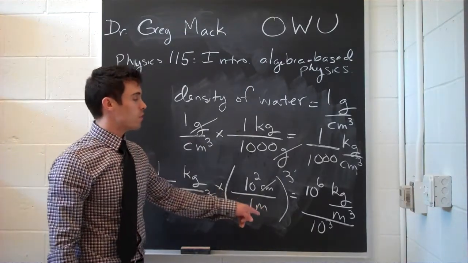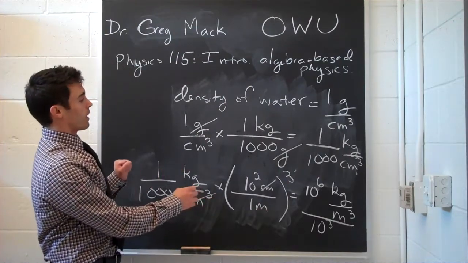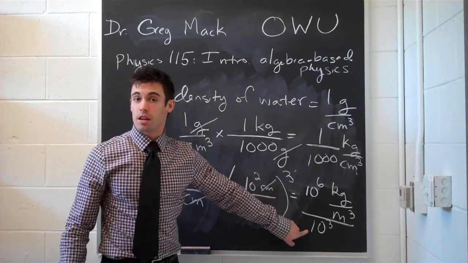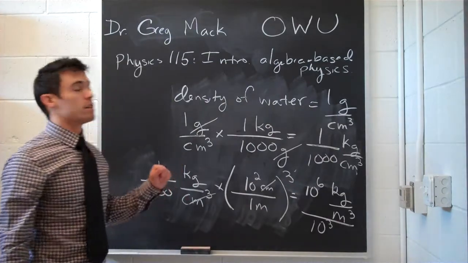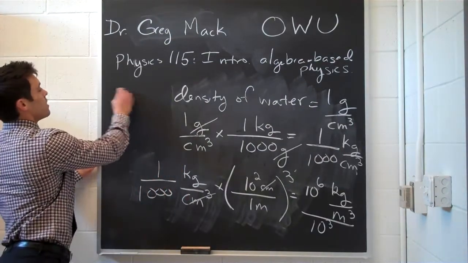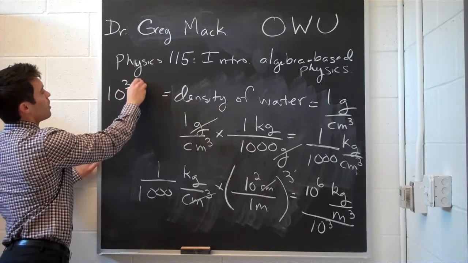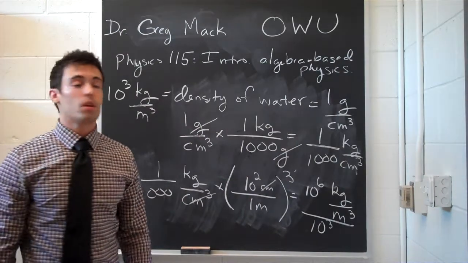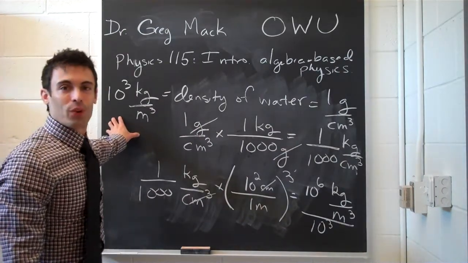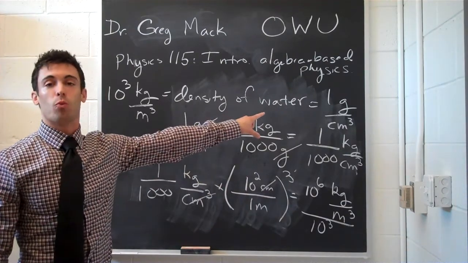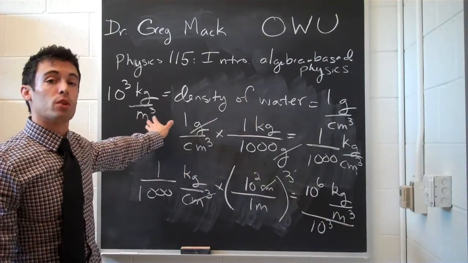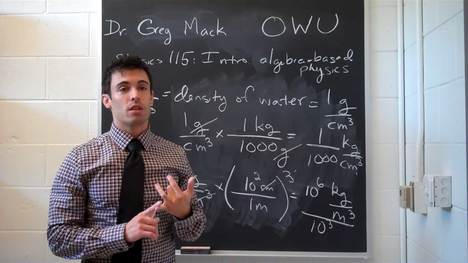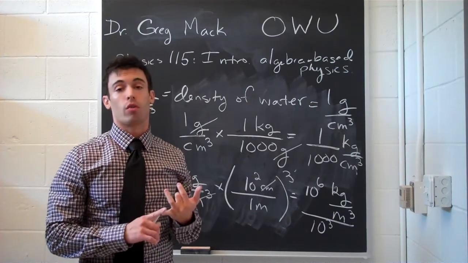So what this simplifies to, as I'm running out of room here on the board, is 10 to the 6th divided by 10 to the 3rd is 10 to the 3rd, and so the density of water in SI units is 10 to the 3rd kilograms per meters cubed, which is definitely something that you don't often think about. You usually think about water's density as being 1, but it is not if you're looking at a different system of units. And you always need to make sure that you keep your units straight, because if not, then you're going to screw yourself up when you're going over problems.